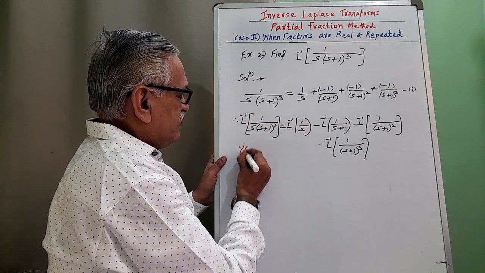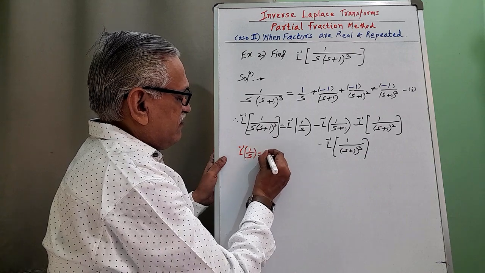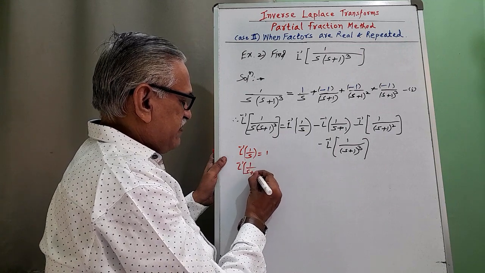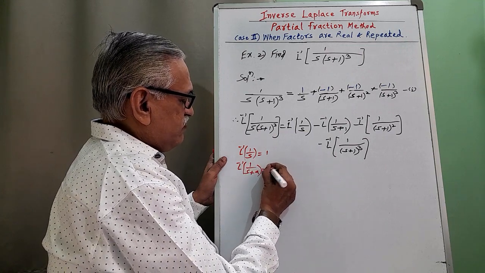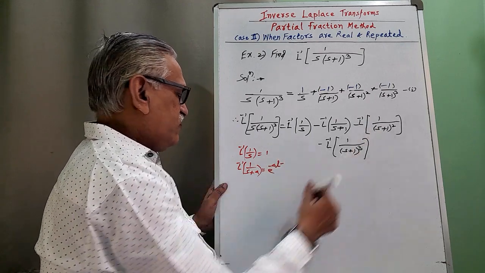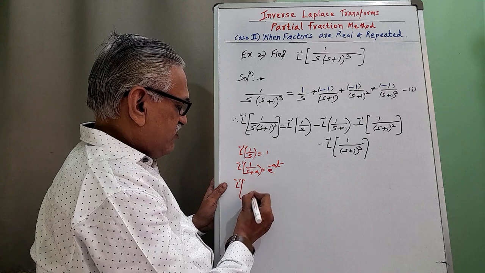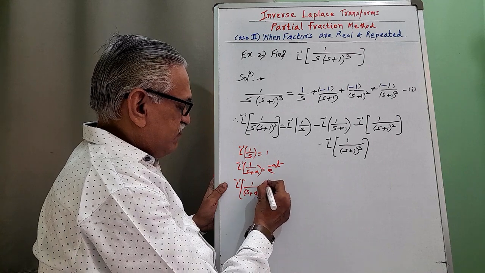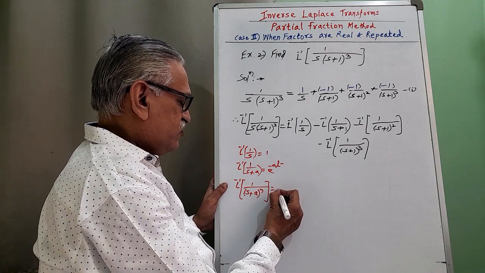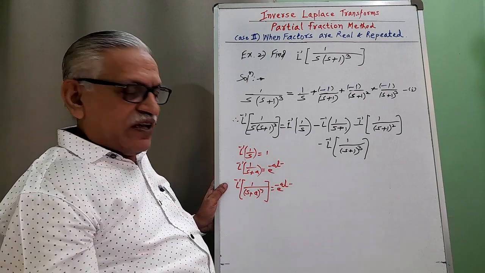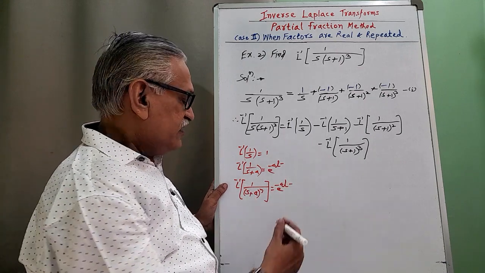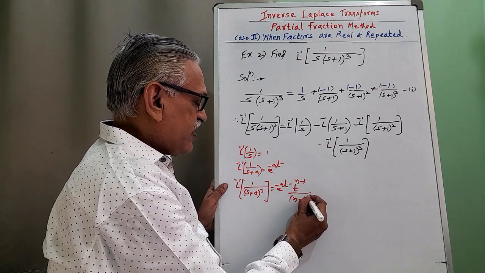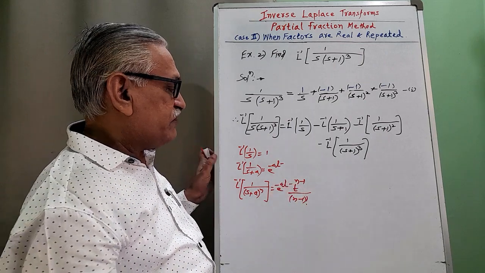Inverse of 1 by s is 1, inverse of 1 upon s plus a is e raised to minus at, and inverse of 1 upon s plus a raised to n, by shifting theorem, is e raised to minus at times inverse of 1 by s raised to n, which is t raised to n minus 1 divided by n minus 1 factorial if it is a positive integer.